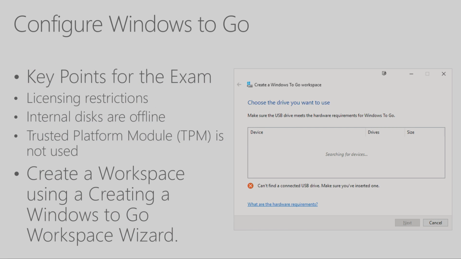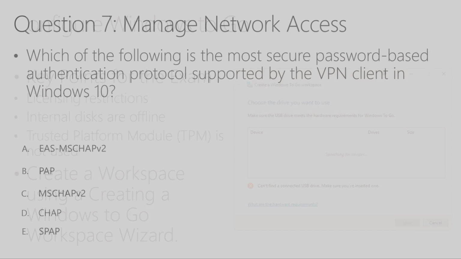We also see configuring Windows To Go as an option. Basically, setting up Windows To Go, you need to have some sort of external drive connected, and it'll ask you where you want to put the files for the Windows To Go setting. Make sure you know what those options are.